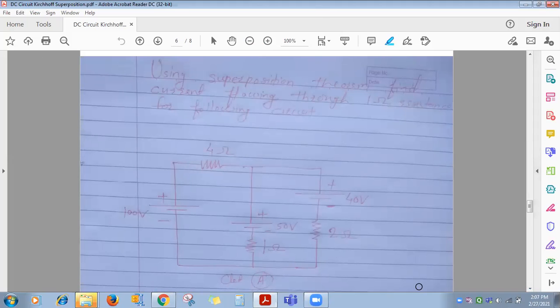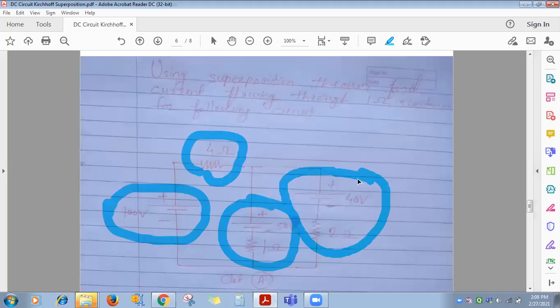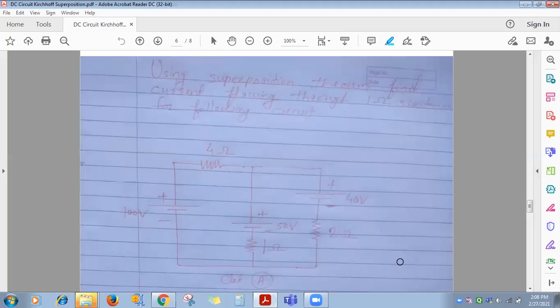Can you solve on your own? Voltage source 100 volt, in series with it 4 ohm. Here 50 volt and 1 ohm. And here 40 volt and 2 ohm. Only resistances and voltage sources are there. Time invariant voltage sources means a linear circuit, and two or more sources are there, so you can go for the superposition theorem.